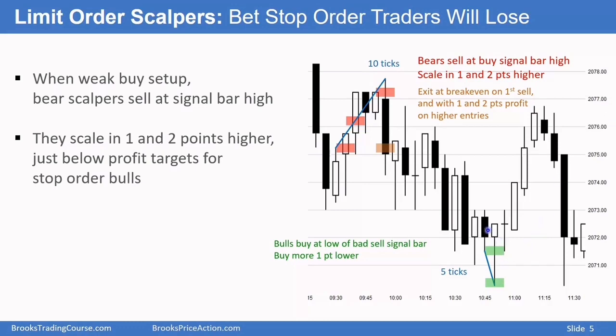Here we have a bear inside bar at the bottom of a weak channel, and it's possibly a wedge channel after a bear breakout, so it's possibly a spike in channel bear trend. The bear sell signal bar has a fairly prominent tail. A lot of bulls will bet it's a bad bear flag. They'll place a limit order to buy at the low of that bar, and they'll buy more 4 ticks lower. They'll exit break even when the market gets back to their first entry, and then with a 1 point profit here. Some will hold in case we get a continued rally.